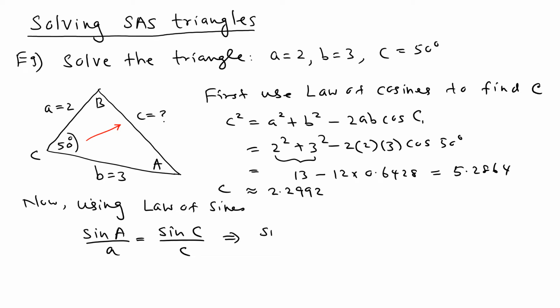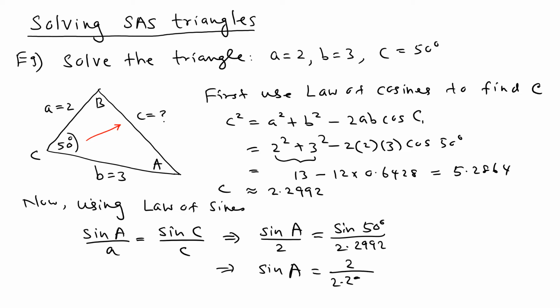If you plug in the values, sine A over a, which is 2, equals sine C, which is 50, divided by the new value 2.2992. And then we can use this to find sine A. So sine A is 2 over 2.2992 times sine 50, which is approximately 0.6664. We know this sine value is less than 1, so that means everything is defined.